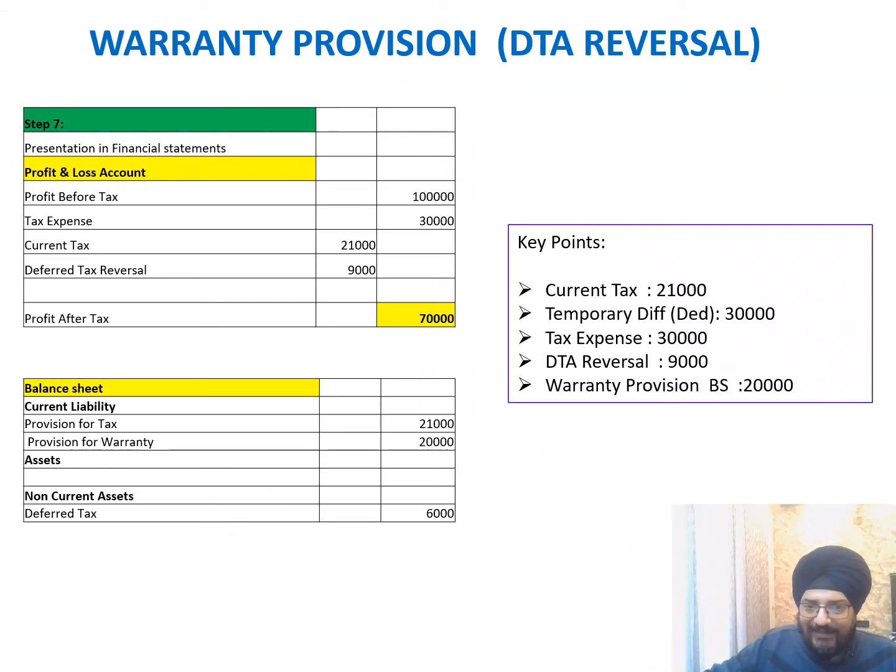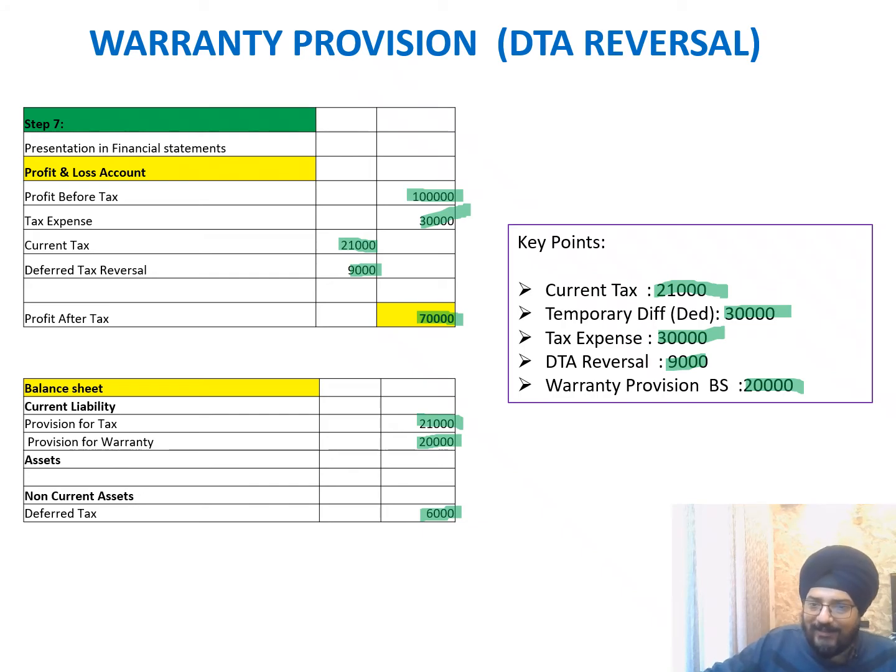Okay, now in this slide, we have profit before tax, which is 1 lakh rupees. Tax expense is 30,000, which is a summation of two elements: 21,000 of my current tax and the DTA reversal of 9,000. My profit after tax is 70,000. In my balance sheet, we have to create the provision for my current tax, which is 21,000. My provision for warranty, which was 50,000, is reduced to 20,000 now. And then we have non-current deferred tax, which was earlier 15,000. Now it has reduced to 6,000. Now my current tax is 21,000. My temporary difference is 30,000, tax expense 30,000, DTA reversal 9,000, and warranty provision reduced to 20,000.